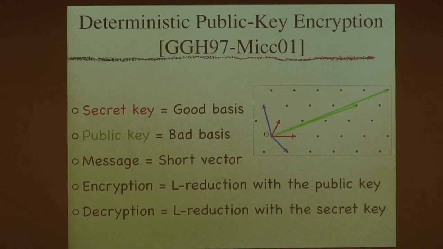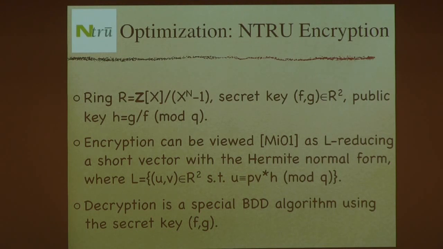You can, of course, try to optimize this scheme by picking special lattices for which these operations become more efficient. And that's exactly what NTRU did. So NTRU encryption fits this framework: you reduce some short vectors modulo the Hermite normal form. But there's a catch. The decryption does not fit this. Decryption is not an L reduction. It uses a special BDD algorithm using the secret key. So using the structure of the lattice, it turns out that you can solve BDD for many errors using the NTRU algorithm.